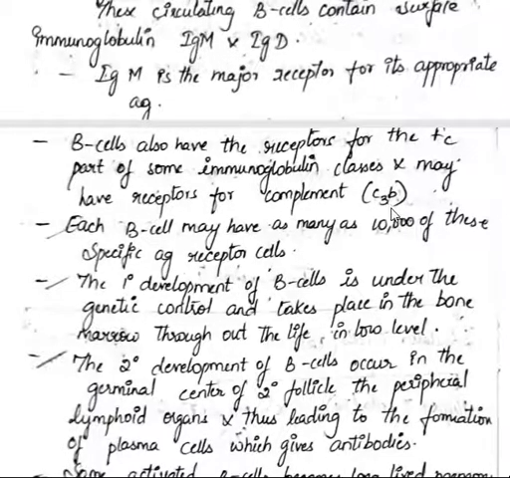Okay, this C3b is a complement, so complement system. This also we are going to have in another part. All the B cells are going to possess two receptors. One is the Fc part, another one is the complement part, that is C3b. Each B cell may have as many as 10,000 of these specific antigen receptors. So that's why it is very active and participates more than the T lymphocytes.